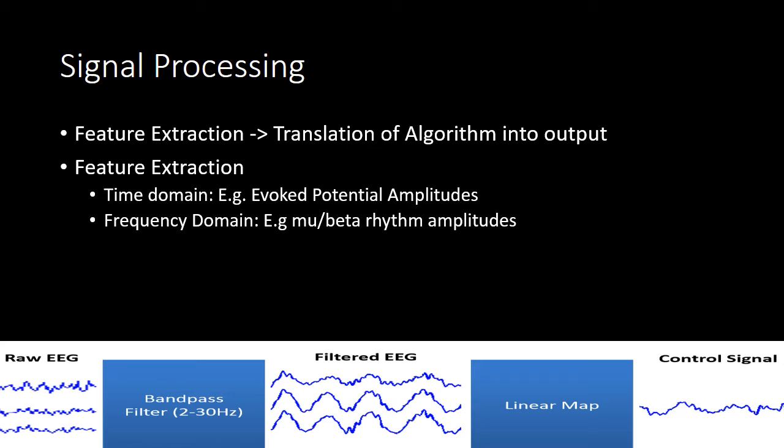BCIs can use signal features that are in time domain like evoked potential amplitudes or neuronal firing rates, or in the frequency domain like mu or beta rhythm amplitudes. In general, the signal features used in present-day BCIs reflect the identifiable brain events like the firing of specific cortical neuron or synchronized and rhythmic synaptic activation in sensory-motor cortex that produces a mu rhythm. Knowledge of these events can help guide BCI development.